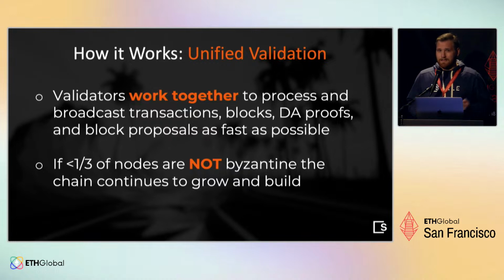Additionally, just a call out to the broader Scale architecture, as long as less than one third of the nodes are Byzantine, meaning not malicious, not unsynced, not down, the chain just goes. So again, there's no round robin consensus, nothing crazy there. The chain just builds.